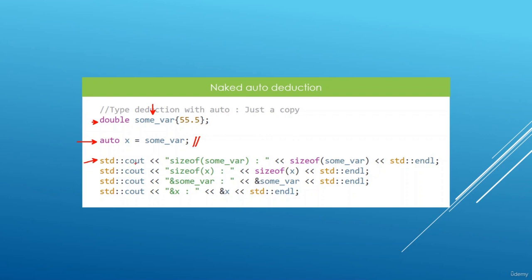If we try to prove this to ourselves, we can print the sizes of these variables. Some var is going to have a size of 8 because it is of double type. X is going to have a size of 8 because the compiler deduced it to be of type double. And if we print their addresses, we're going to see that they are at different addresses. So these are separate variables. And basically in x here, we're going to have a copy of the value that we had in some var here. This is what is going to happen here. Okay, this is one example we're going to look at, but we have a few more coming.